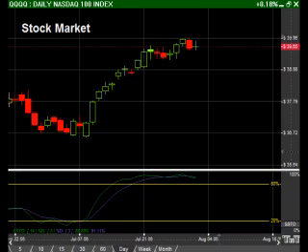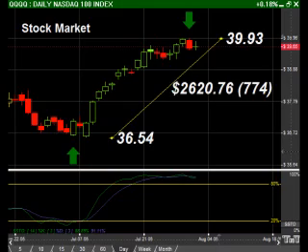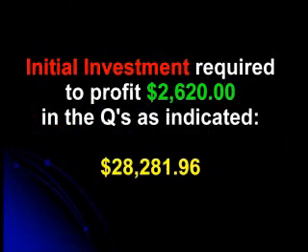Take a close look at the most recent move, which started at 36.54 when we received a buy signal from our stochastics indicator. And it ended at 39.92 when we received the sell signal from the same indicator. The profit from this move was $2,620, and the initial investment required to obtain that size of financial reward was $28,281, or 774 shares of the Qs. Now that's a sizable chunk of change, wouldn't you say? But your ROI, or return on investment, was almost 10%. That's not too shabby. Okay, that was boring.